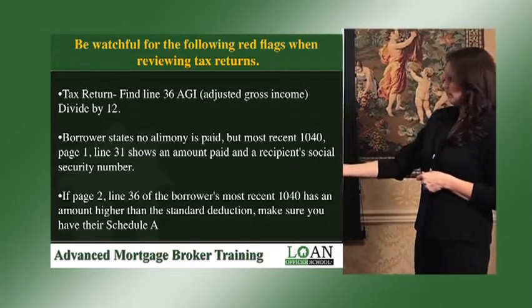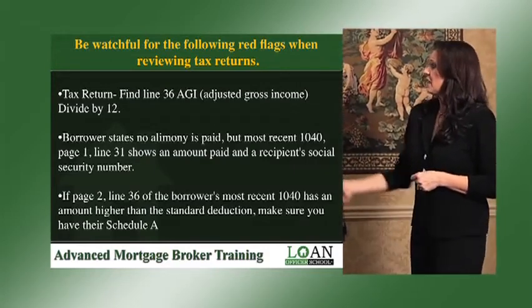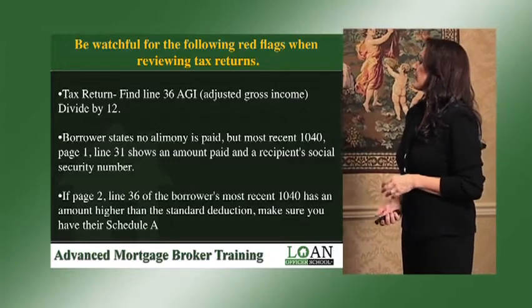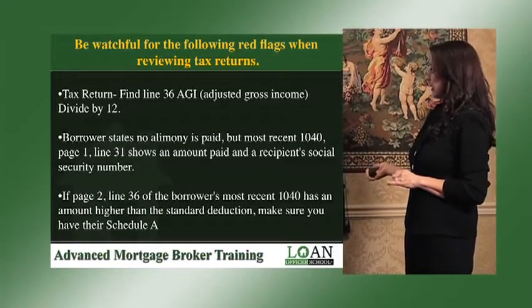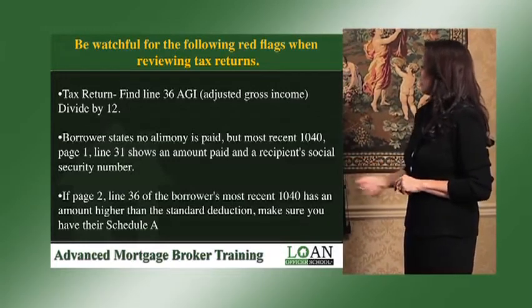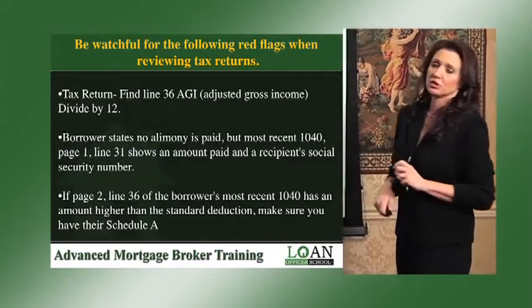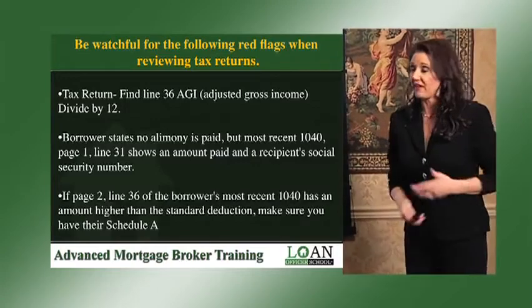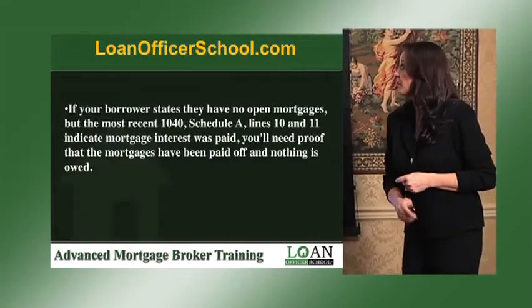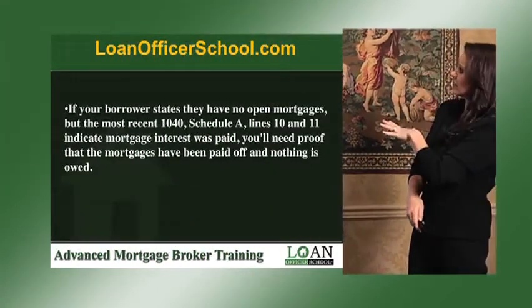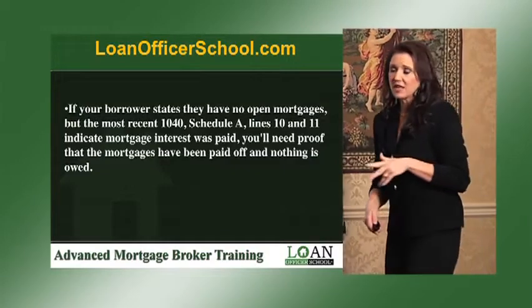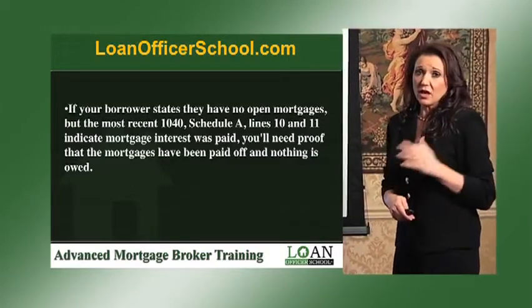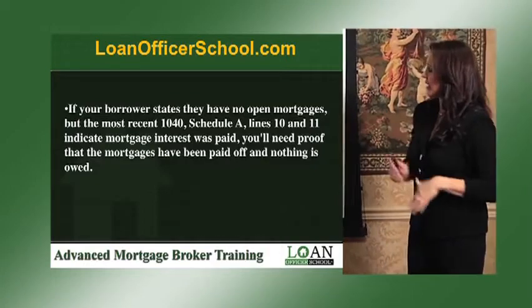All right, and then if page 2 is available and line 36 of the borrower's most recent 1040s has an amount higher than the standard deduction, you want to make sure that you're looking at Schedule A, because they might be writing off things that could affect their ability to get the loan. All right, so this is just a little bit of specific details on each section of the tax returns, so I'll let you read that on your own.